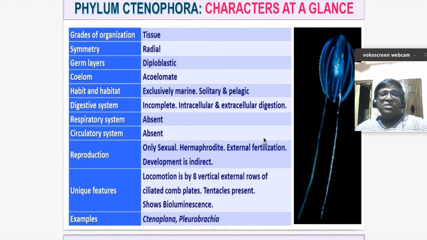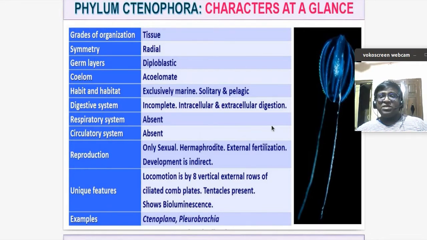Ctenophora. So they have tissue grade of organization. Almost all the attributes of Cnidaria or Coelenterata, you can notice here. They have tissue grade of organization. They exhibit radial symmetry. The germ layers are diploblastic. So coelom is absent, so we call them acoelomate. The habit and habitat, they are exclusively marine forms, and solitary and pelagic.